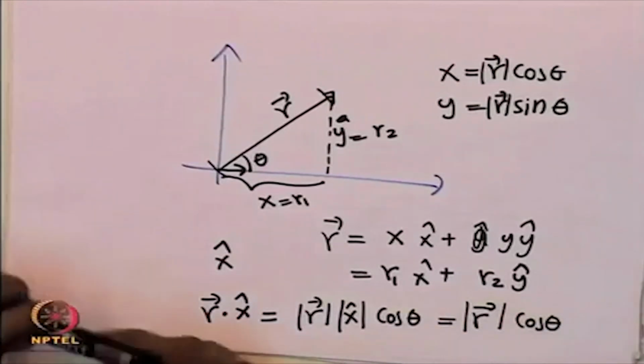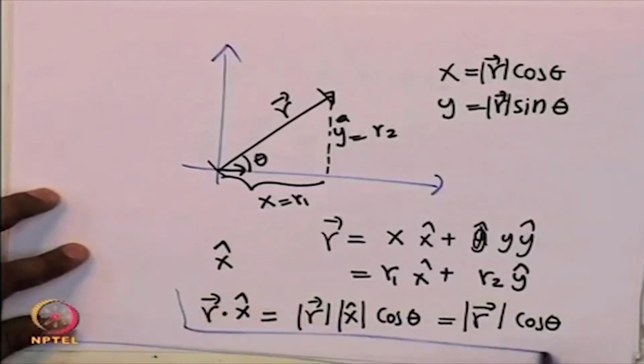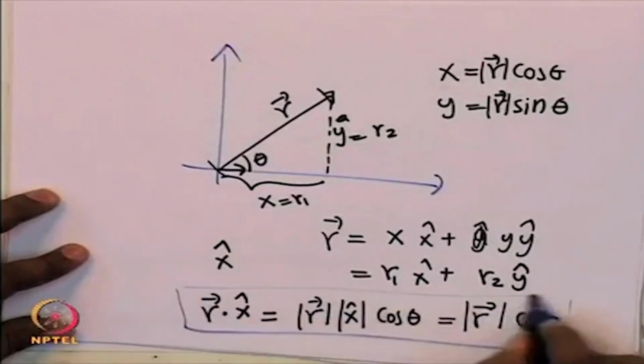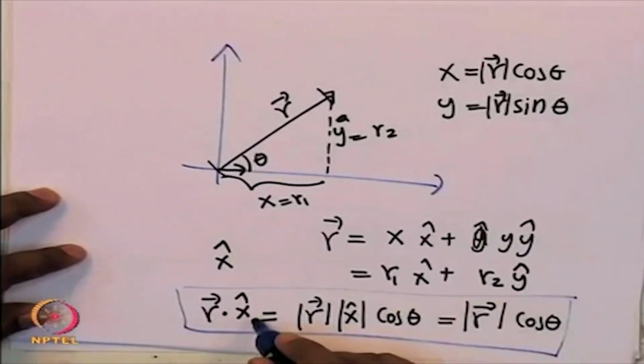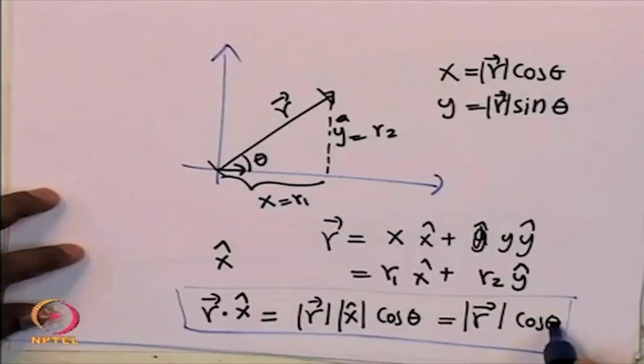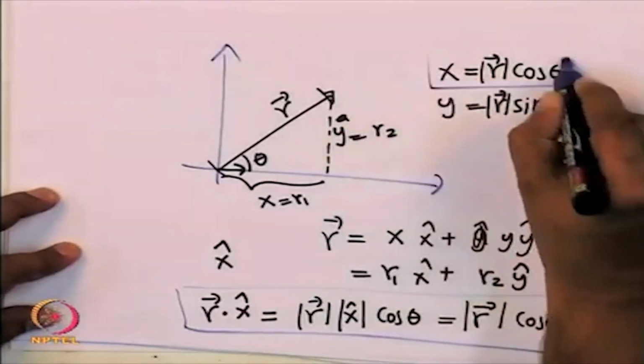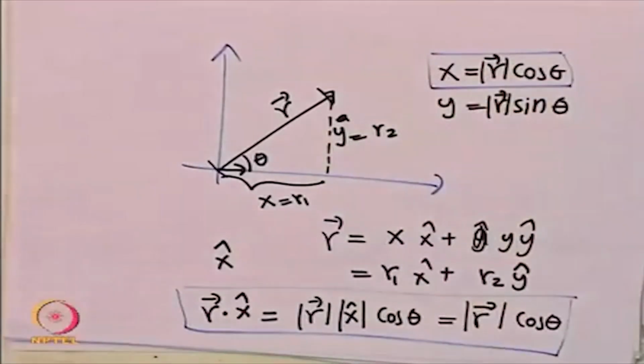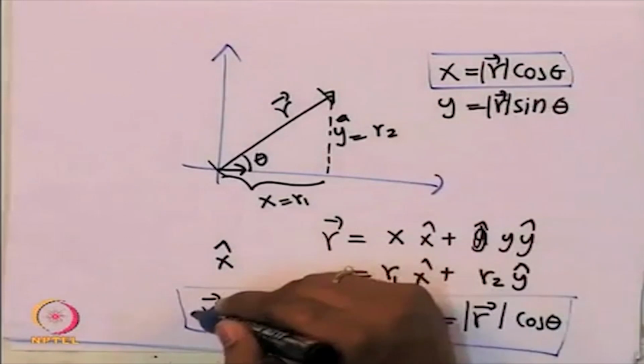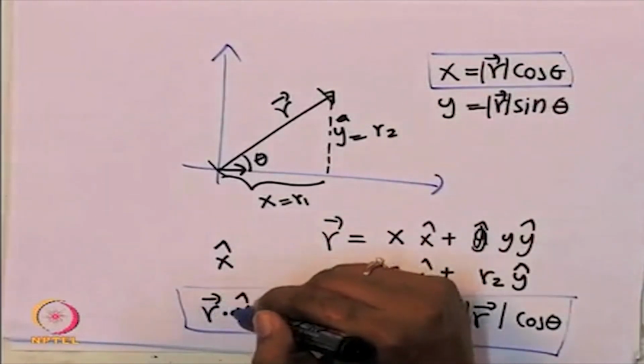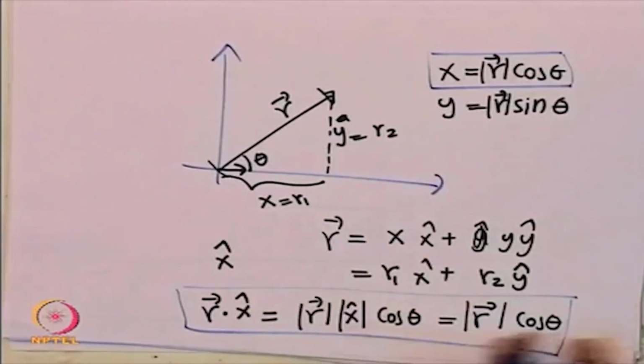So, have a look at this. r vector dot x cap is nothing but mod r cos theta, which is the same thing that we described here. So, this r cos theta is nothing but mod r dot x axis. If you do this, you will get r cos theta.